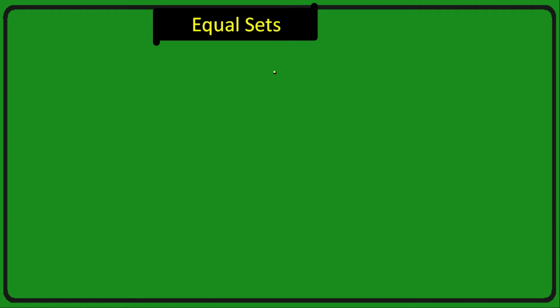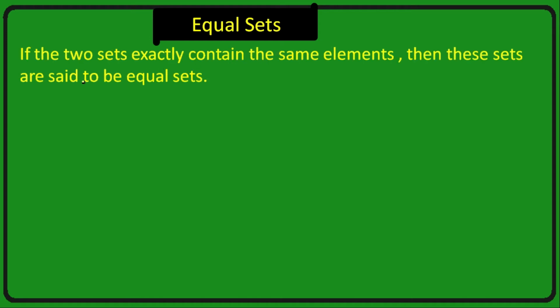Now let us come to another point. The other point is the equal set. So let us understand the definition, or the meaning, of the equal set. Equal means that two sets contain exactly the same elements. Note this is the most important phrase: exactly the same elements, not the number of elements. Then this type of sets are said to be equal sets.